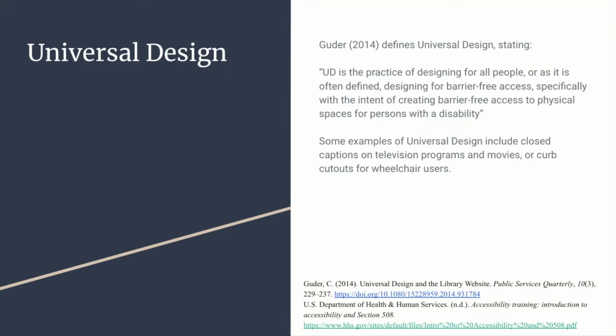Some examples of universal design include closed captions on television programs and movies, or curb cutouts for wheelchair users. People who walk without aids don't need the curb cutout, but it's a lot easier for everyone to use when stepping on or off a sidewalk. Closed captions make it easier for everyone to know what's going on in a show.